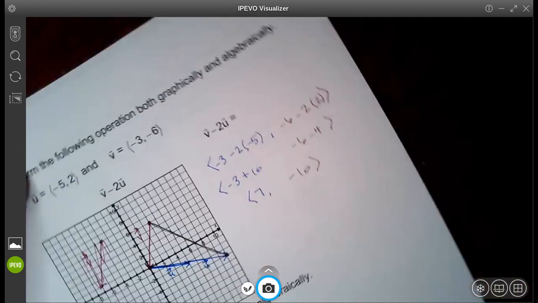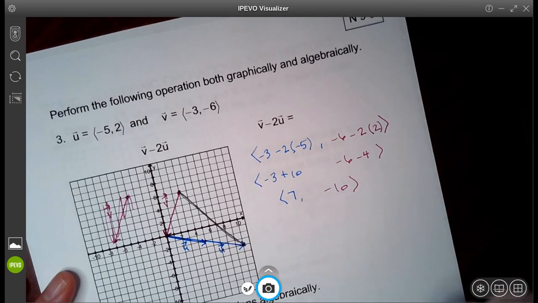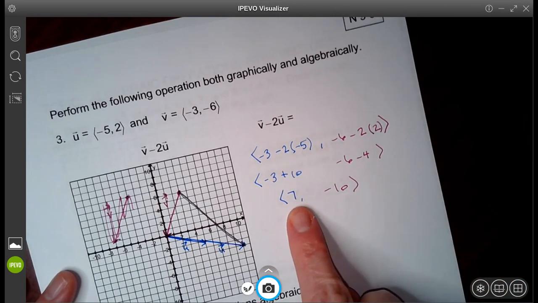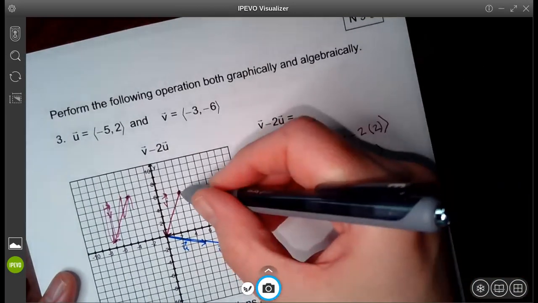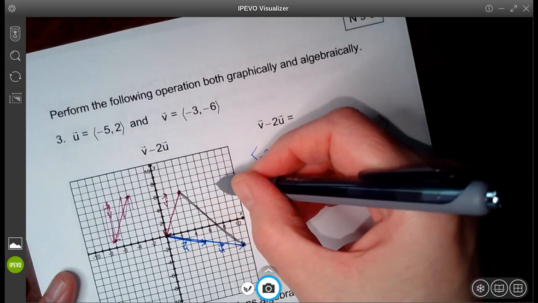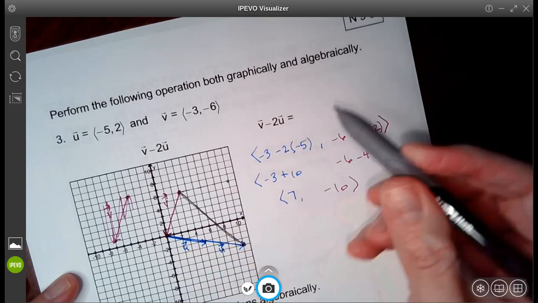Sorry. All right. So let's see. What would our resultant vector, if we wrote it in component form, we think it's supposed to be 7, negative 10. So let's see if it is. 7 goes to the right, 7. So 1, 2, 3, 4, 5, 6, 7. So there's 7 and 10 down.